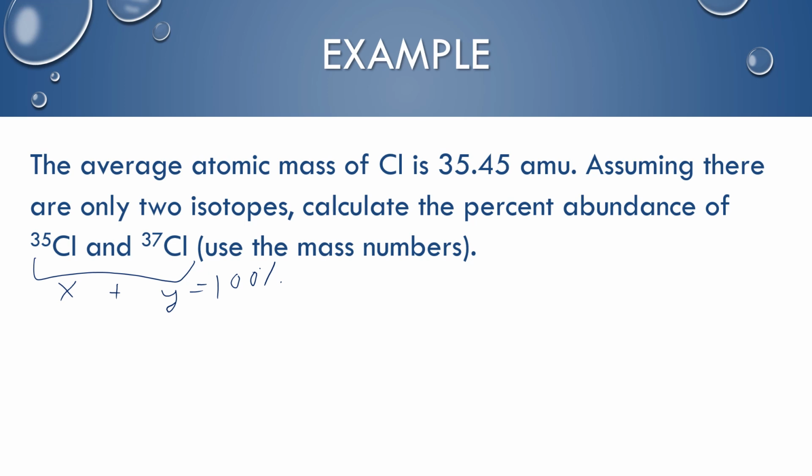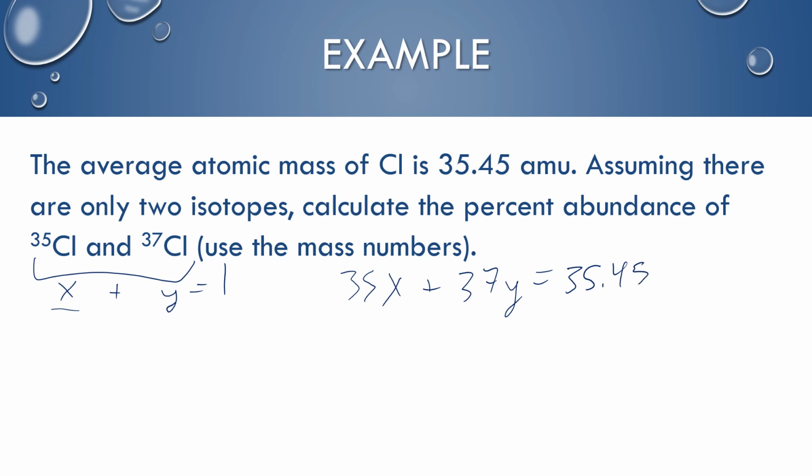Another way to think of that, if you put it in decimals instead of percentages, they have to add up to 1. So X plus Y equals 1. Now, remember that you change the percents to decimals and then you multiply by the mass number. So in this case, if that's my decimal, X times 35, plus for Y, you would do 37 times Y. Once you multiply those and add them together, you will get your average atomic mass, which is the 35.45.